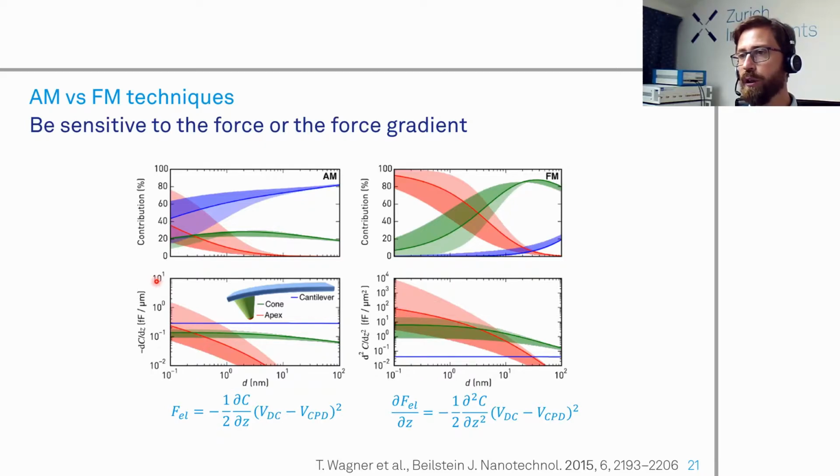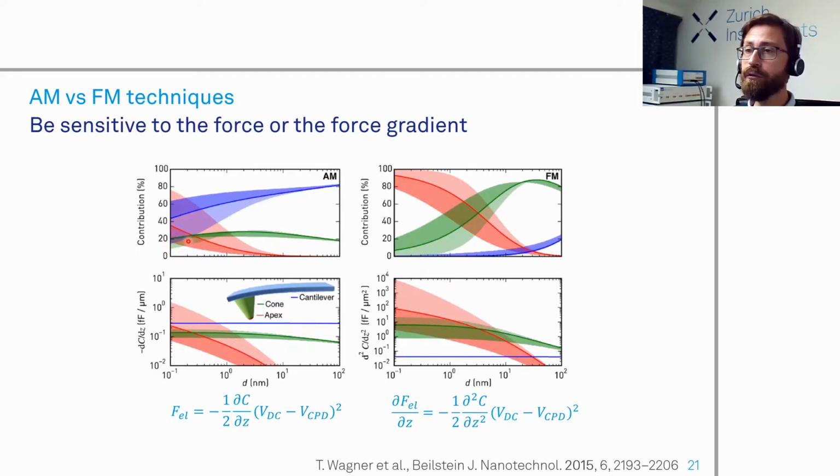So if you now plot this contribution as a function of tip sample distance, and then you separate the contribution from the apex, the cone, and the cantilever separately. First of all, you see that, of course, the contribution from the cantilever is rather boring. It's always flat because basically you have 2 parallel plate capacitor, and then it doesn't depend much on the distance, and it's just a constant background.